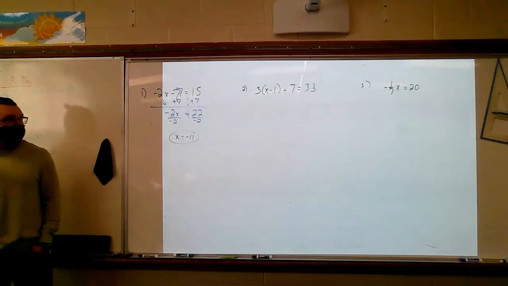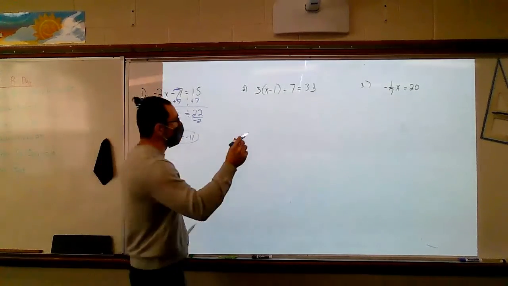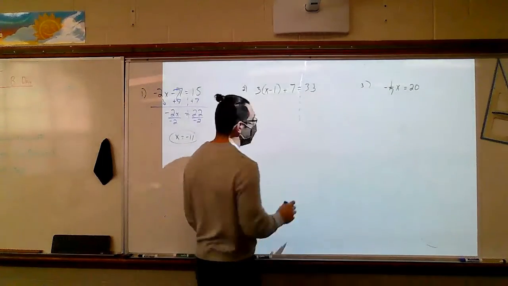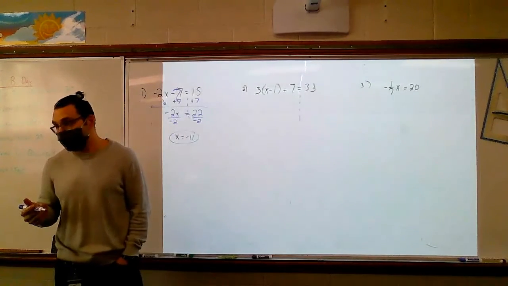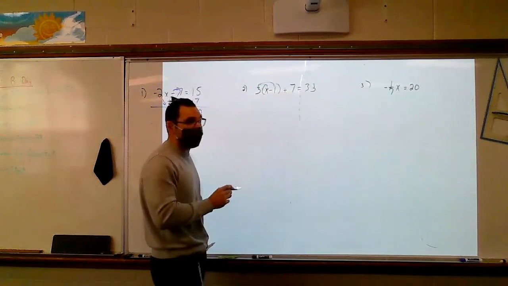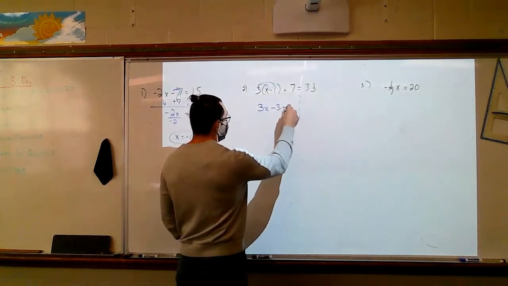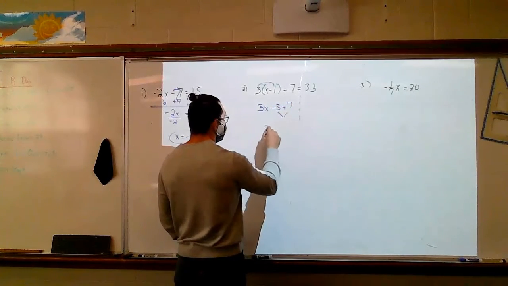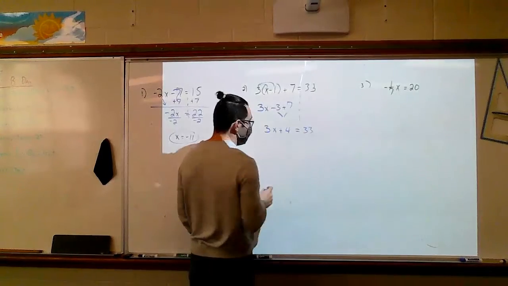Okay? This is extremely similar to your test. Number 2. There's a couple different ways that you can start this. You can move the constant first, or, my preference, distribute. I distribute first because I like to take care of all of one side. That leaves me with 3 times x minus 3 plus 7. I combine like terms. That leaves me 3x plus 4 equals 33.